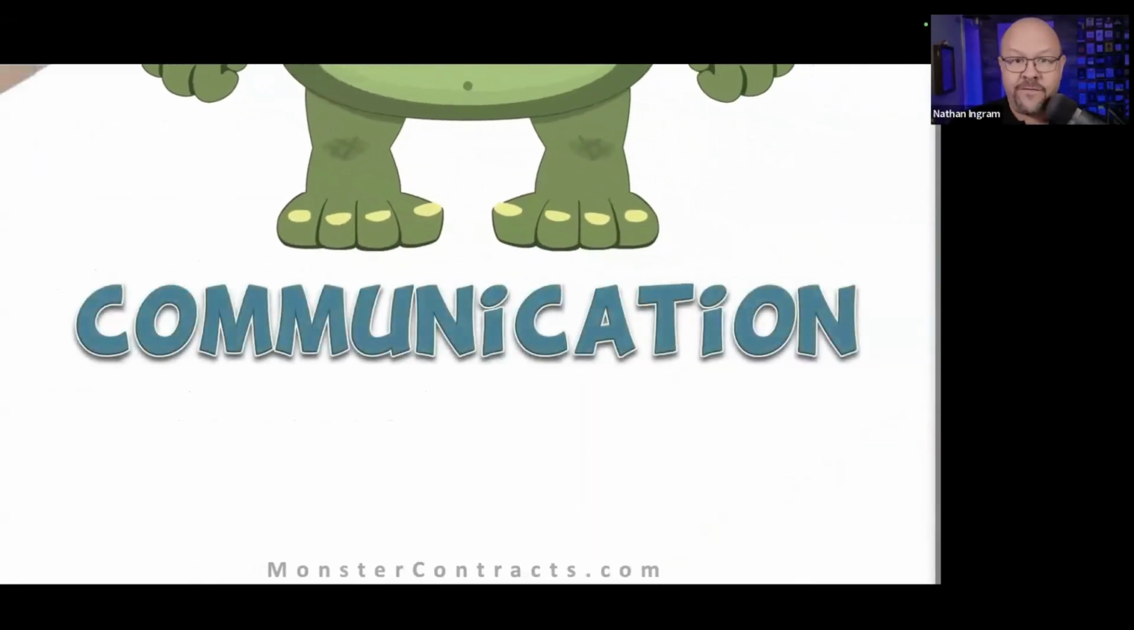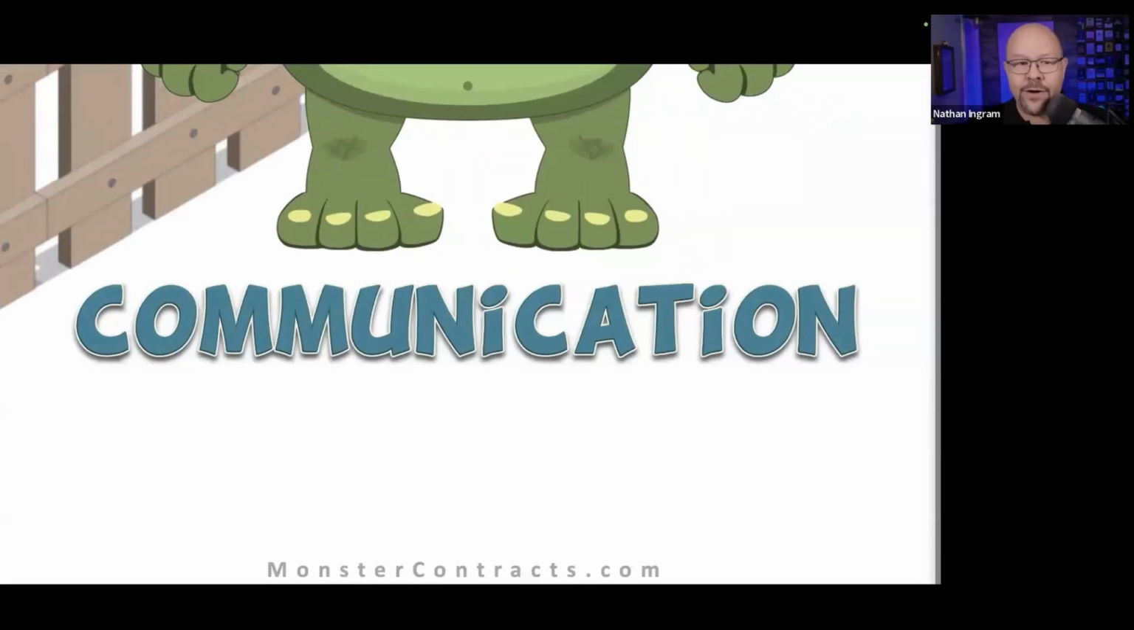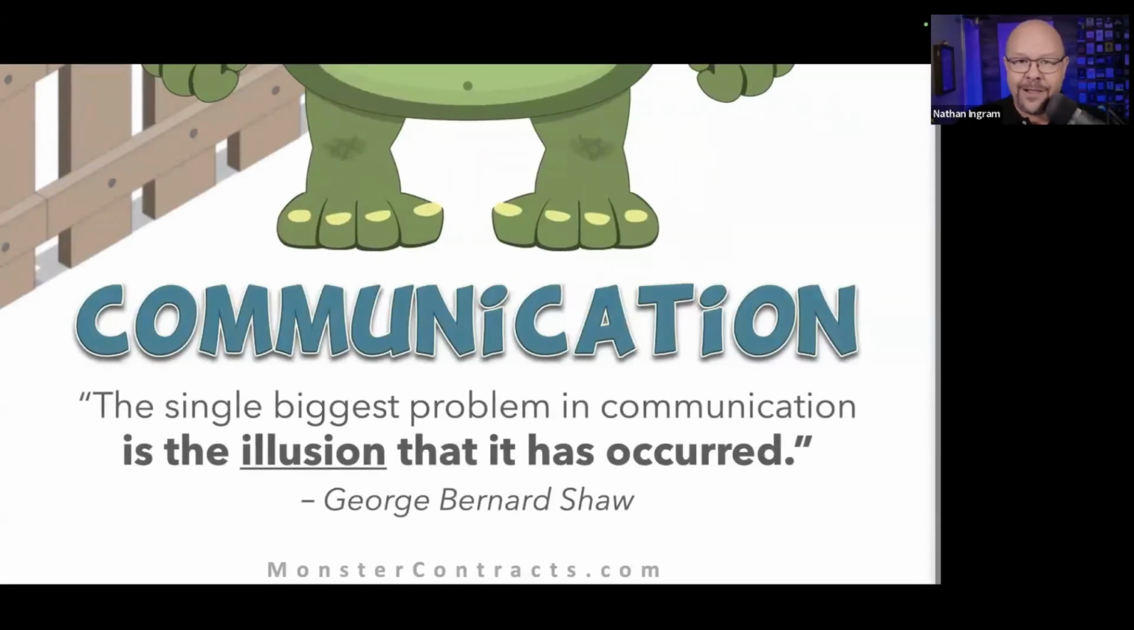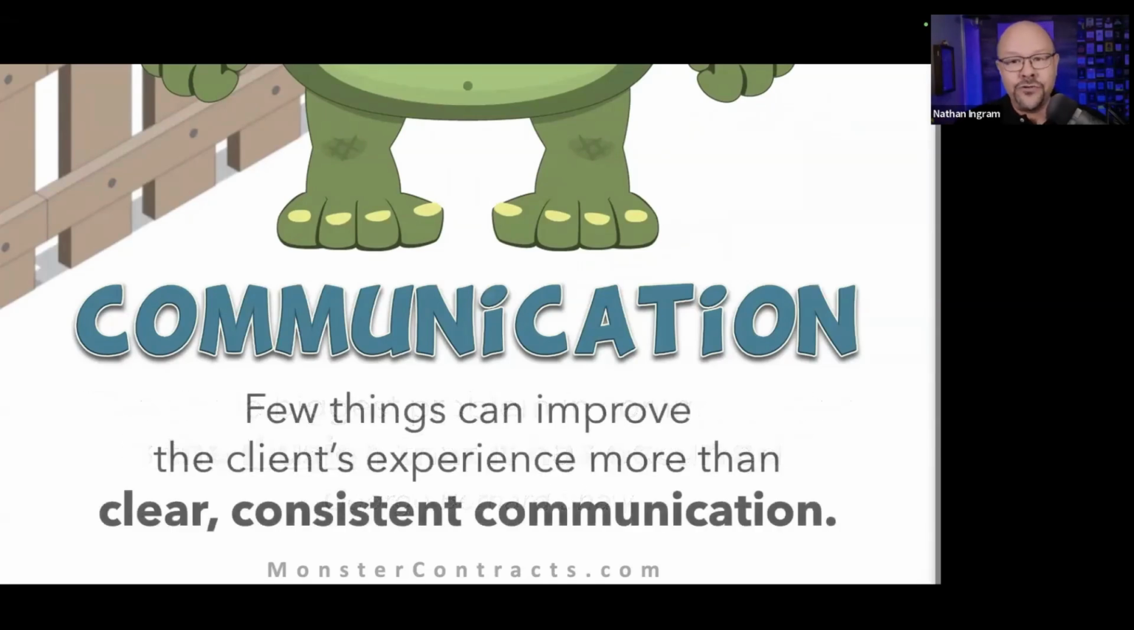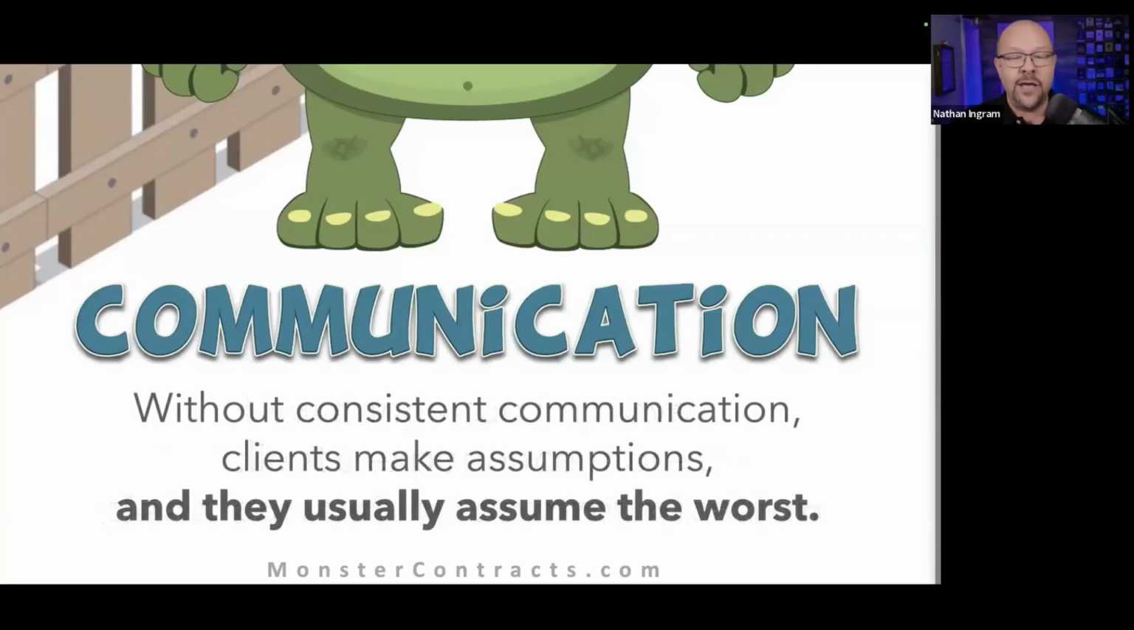And that really leads us into the third fence, which is communication. Great quote here from George Bernard Shaw. The single biggest problem in communication is the illusion that it has occurred. We can sometimes think we communicate clearly and we don't do too good of a job at that. But there truly are few things that can improve a client's experience more when working with you than clear, consistent communication. And if you want to set yourself apart from other people who do what you do, become great at communicating clearly with your clients. And this is really important because without consistent communication, clients usually make assumptions and they usually assume the worst.